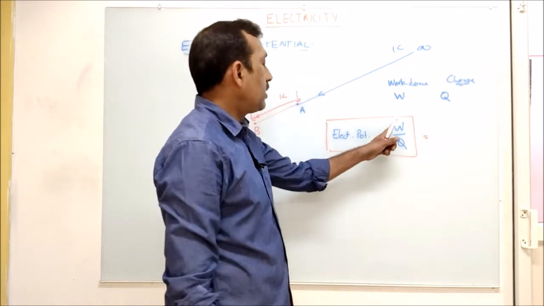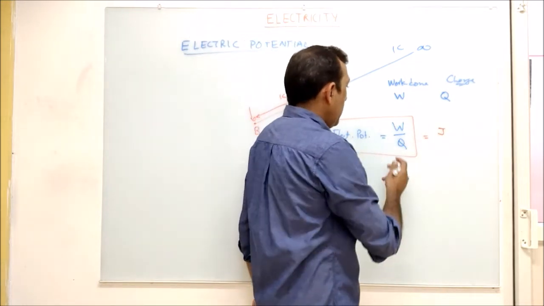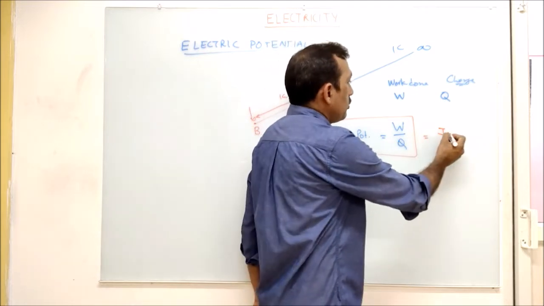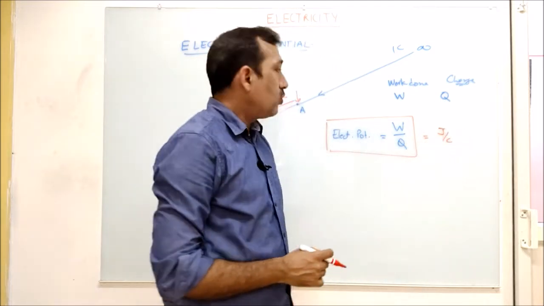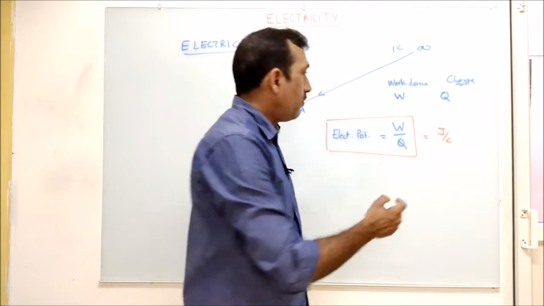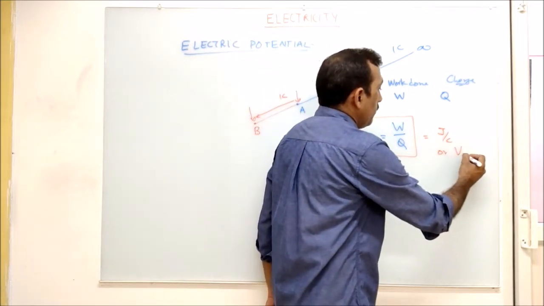What is the unit of work done? It is joule, and the unit of charge is coulomb, so joule per coulomb, and another name for this, as I said earlier, is volt.